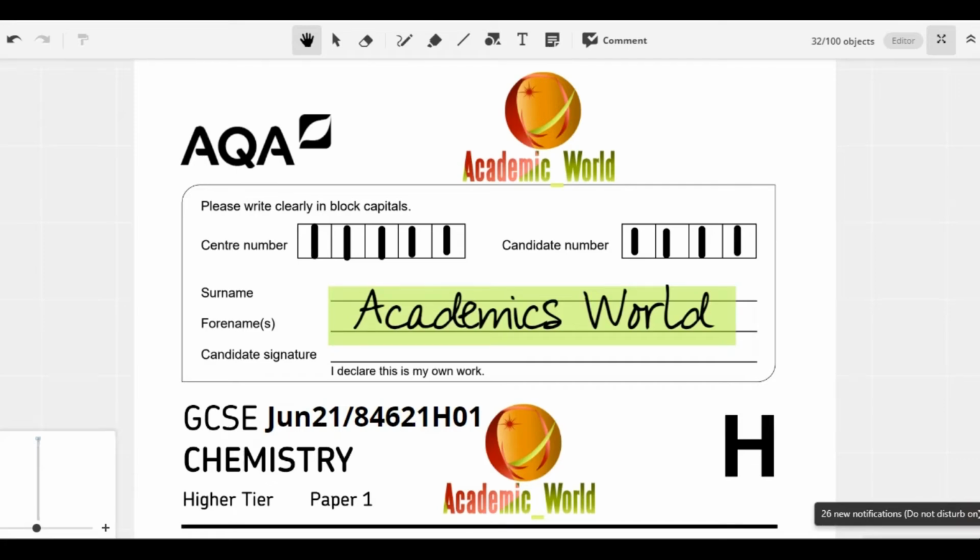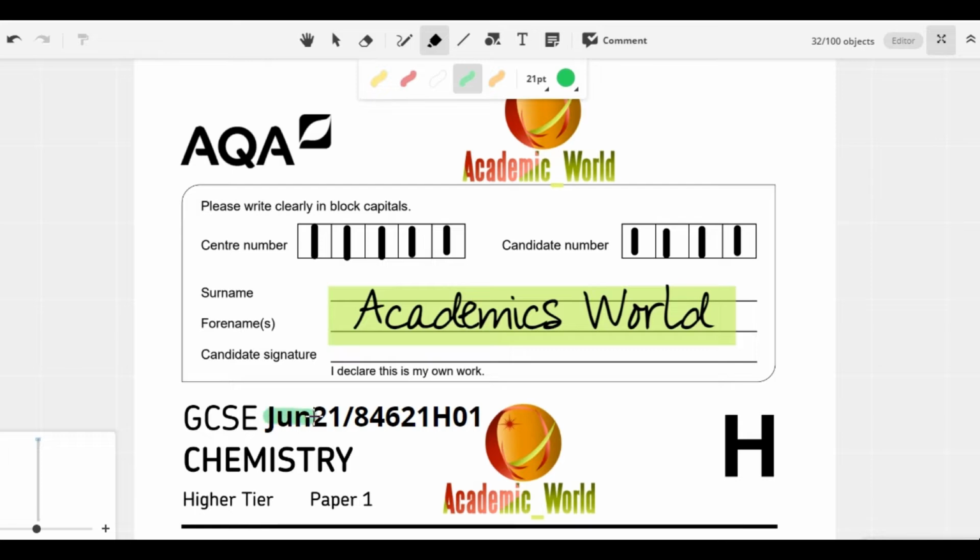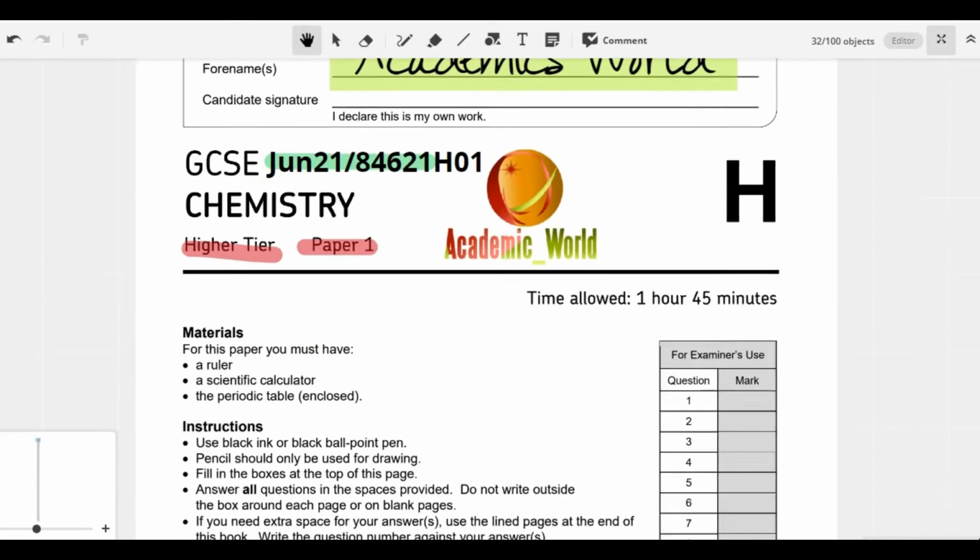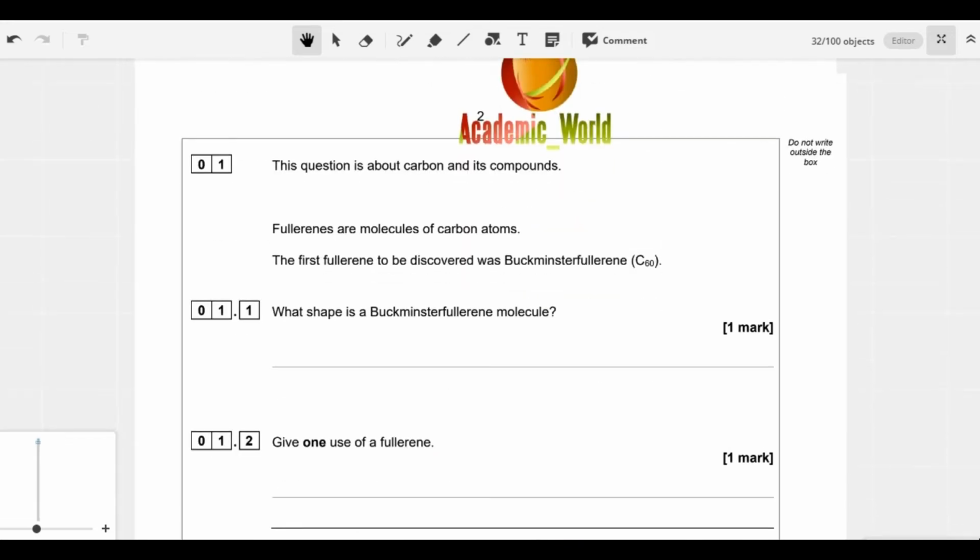Today we are going to discuss the AQA GCSE past paper held in June 2021. The paper is Higher Tier, Paper 1. Without wasting time, we are going to solve the first question, and the question is about carbon and its compounds.